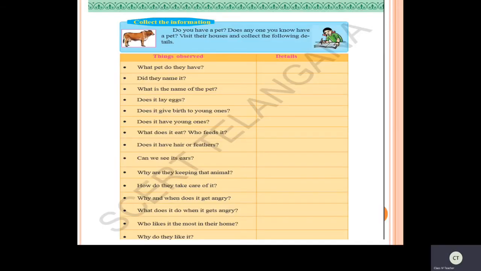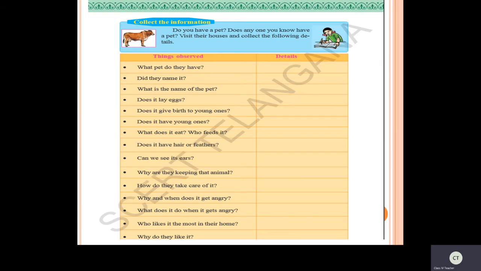Now, here is one more collection, that is collect the information. Do you have a pet? Does anyone of you have a pet? Visit their houses and collect the following details. See, children, this format is there just to collect whether the animals are oviparous or viviparous. To understand briefly, this small activity is given.